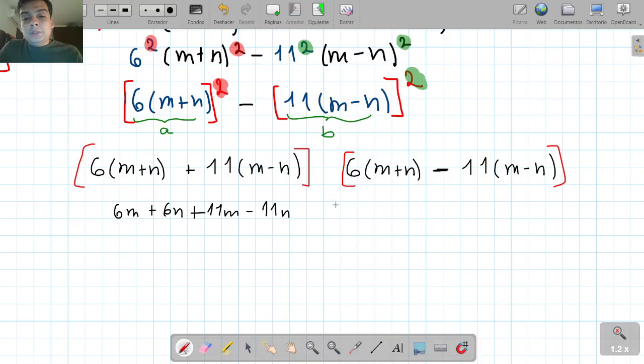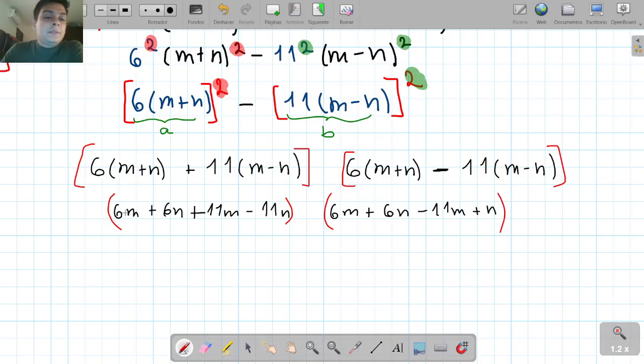Here we have to do the same. You may realize it will be the same, but the sign is going to change. Minus 11m. Minus and minus is just plus. And here we put the parentheses. And we do the operation. We have 6 and 11. We are going to be 17m. Plus 6 minus 11 will be minus 5n.